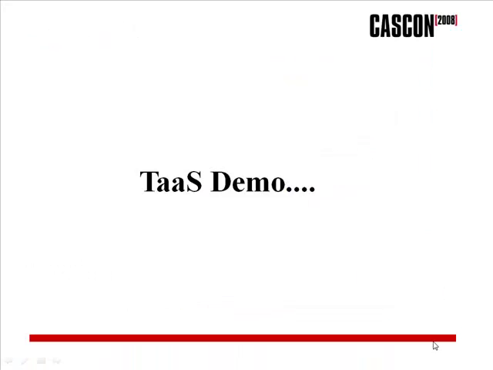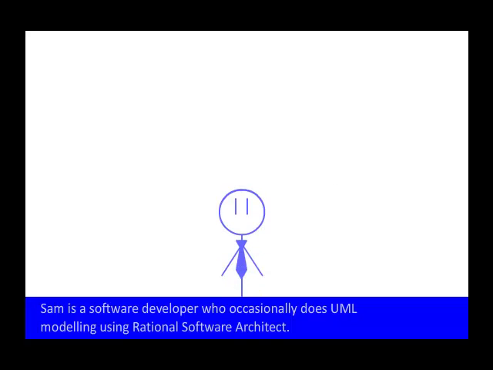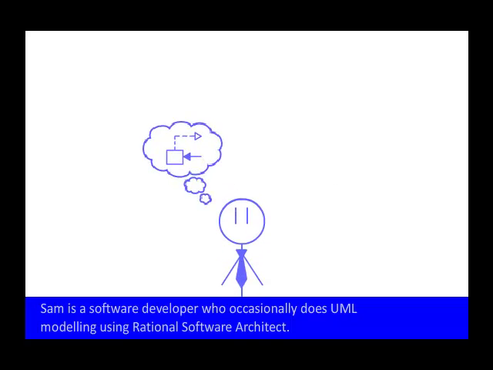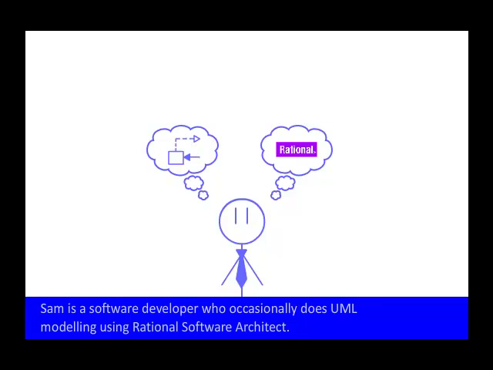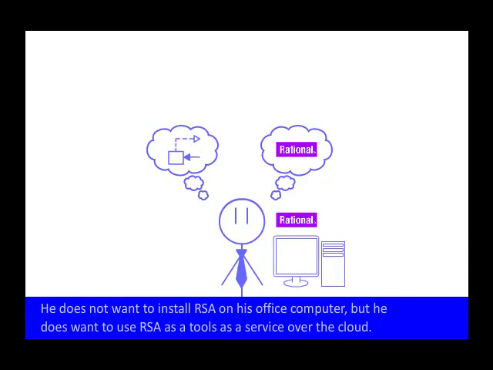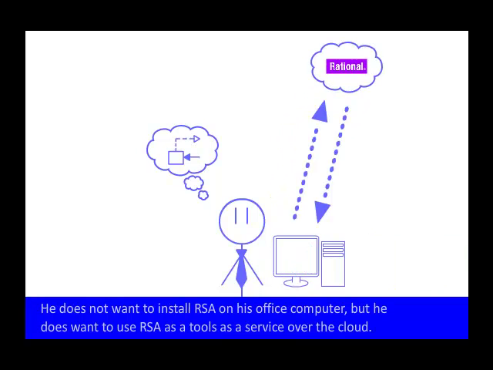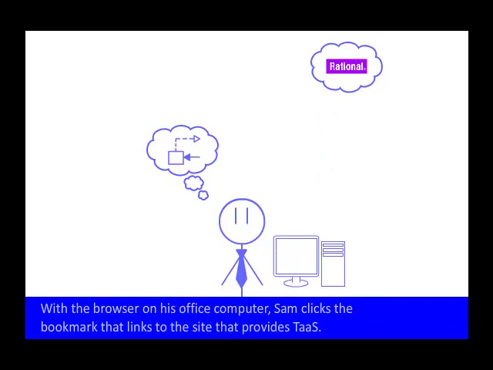And next, I would like to invite you to watch a TaaS demo. Sam is a software developer who occasionally does UML modeling using Rational Software Architect. He does not want to install RSA on his office computer, but he does want to use RSA as a tool as a service over the cloud.